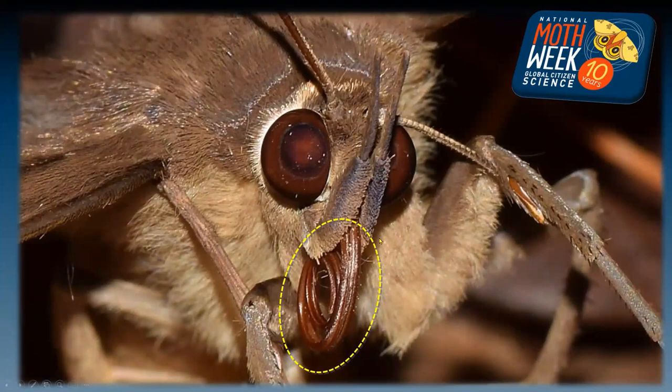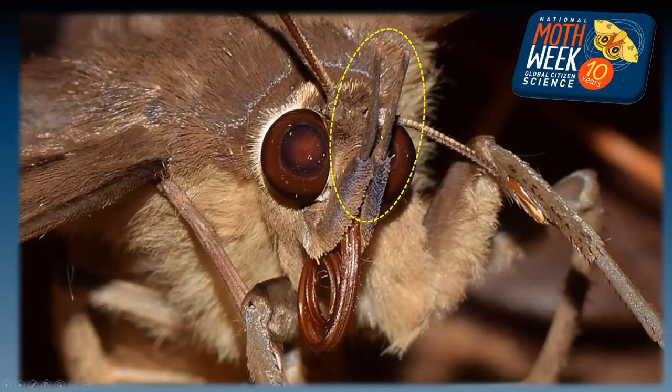Second feature. On the front of the head is the coiled tongue, or haustellum. Actually, two tubes that zip locked together, and the moth or butterfly can straighten up the tongue and then curl it up when it's not in use. For feeding.